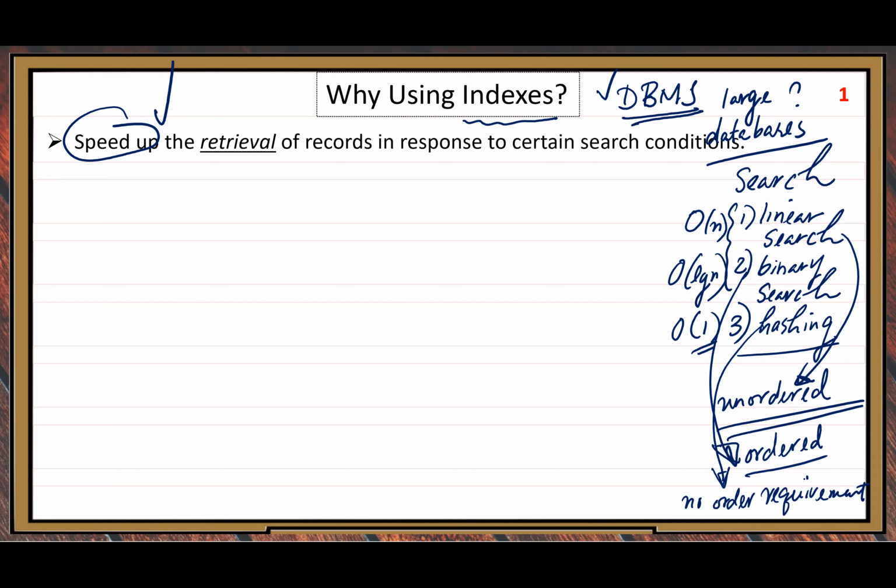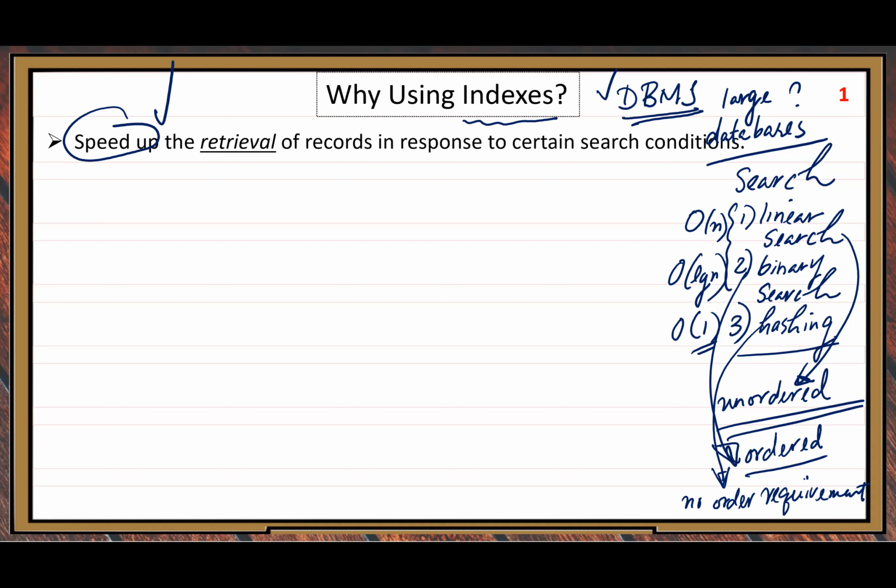Even if your data does not have any order, the order of your data is not defined, we can still apply hashing. I will go there. That means it's a very general algorithm. So that is the background.